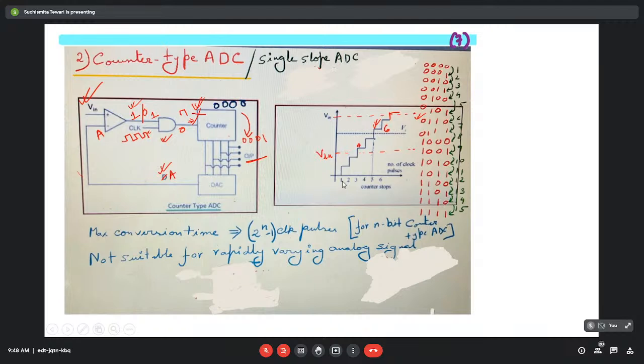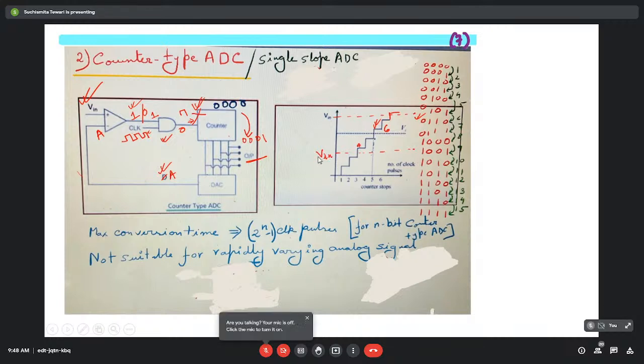So basically the conversion time here is variable. We cannot predict the conversion time initially, so that we can take the data after a fixed interval of time. That is not possible here because it totally depends on the value of this V input. So the conversion time is variable.